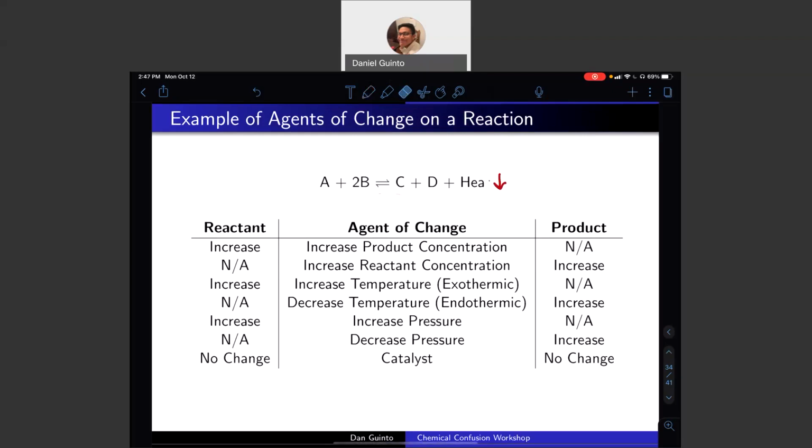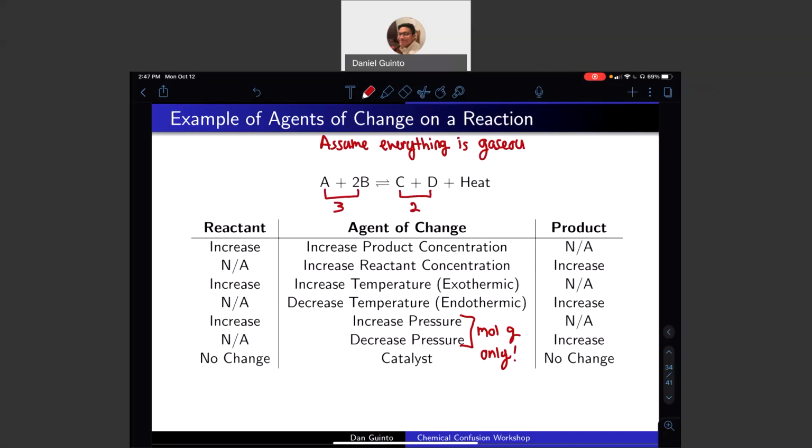Now, in terms of pressure, the key thing is that you're only focused on moles of gas. So let's just assume that everything is gaseous, so A, B, C, and D are all gases. What you're going to want to be concerned with here is the number of moles of gas you have. On this side, we have 3 moles because 2 plus 1. And on this side, we have 2 moles, which is just 1 plus 1.